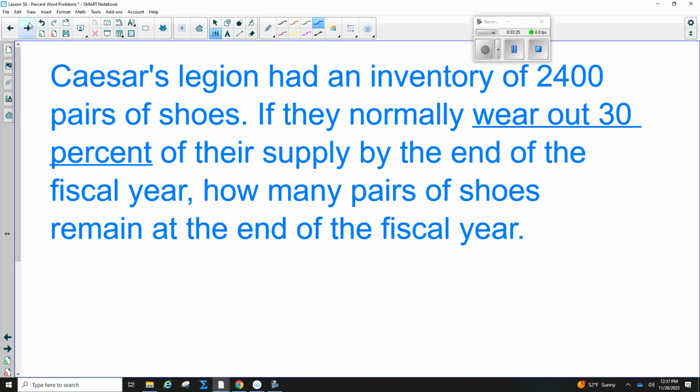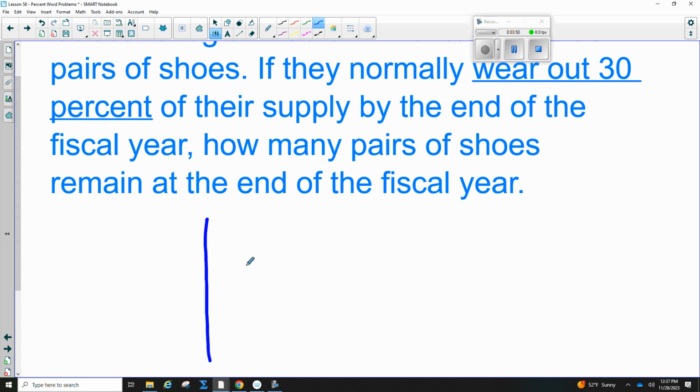All right, Caesar's Legion had an inventory of 2,400 pairs of shoes. If they normally wear out 30% of their supply by the end of the fiscal year, how many pairs of shoes remain at the end of the fiscal year? Is this an increase or a decrease? Yes, good. They are wearing out the shoes. So let's draw our box and do BDA.